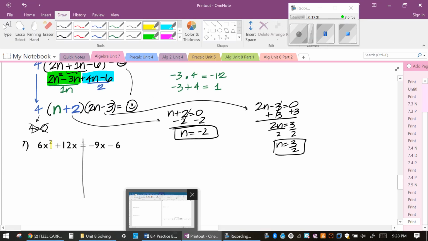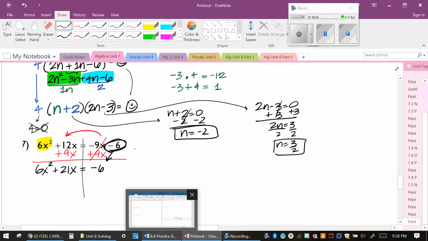Number 7 only has one quadratic term. It's already positive, so I'm going to leave it there and move everything else to that same side, the left side. Make sure you're keeping like terms. So remember, on this side, it's a negative 9x. You want to make it a 0, so you have to add 9x in order to cancel it. Then bring down the negative 6.